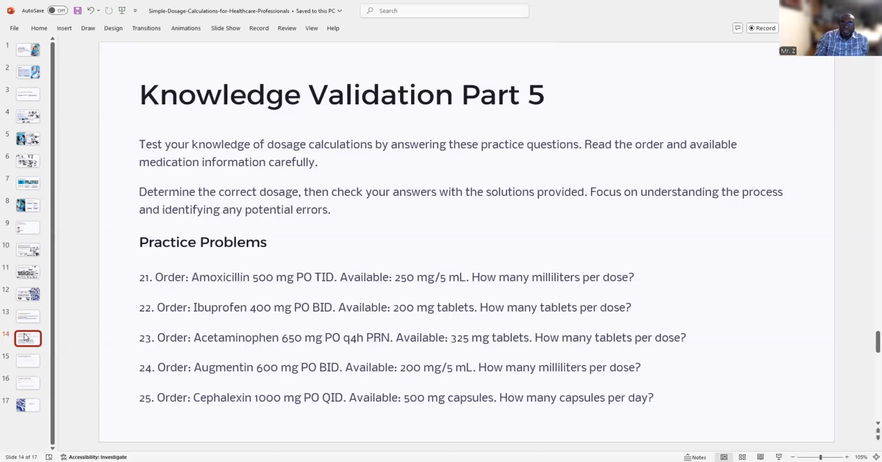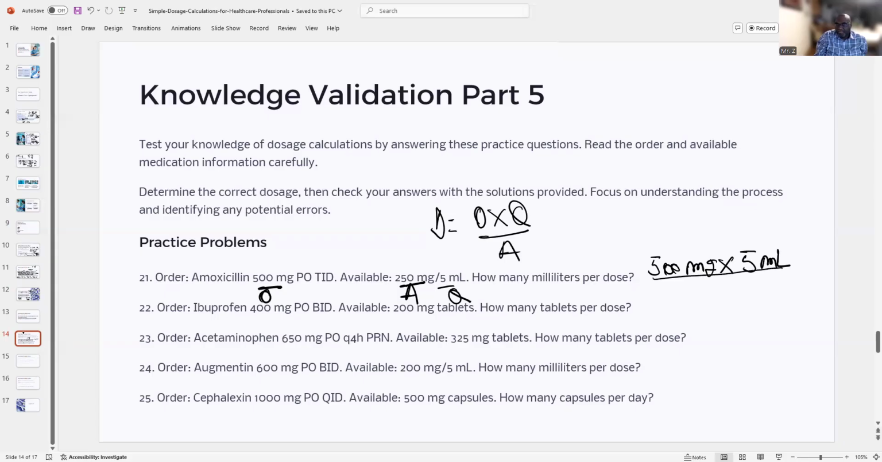For number 21, which one is your order? It's 500 milligram. That is your order right there. That is your available, and that is your quantity. We know dosage equals order times quantity divided by available. For number 21, I've already checked my units. They are good. So I'm going to have 500 milligram. Your quantity is 5 mL. We've already learned that quantity is expressed in milliliter. Well, you're going to divide that by 250. You know that one and that one you will cancel out.